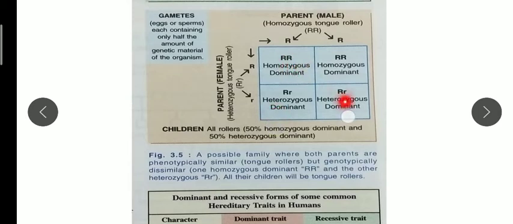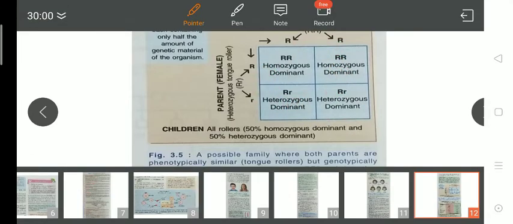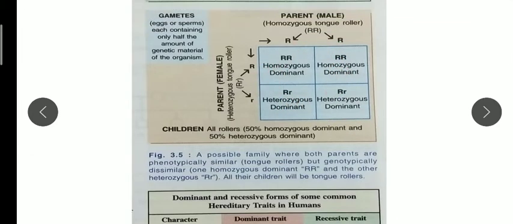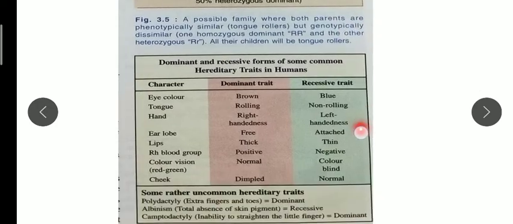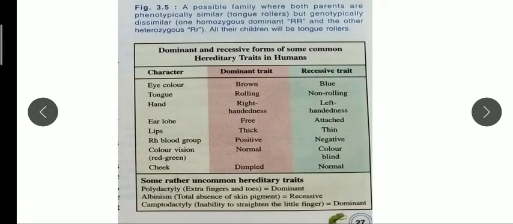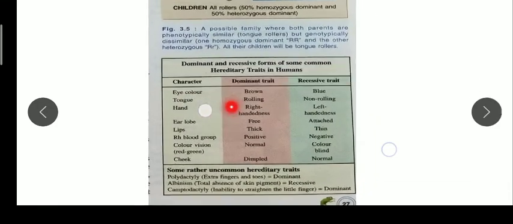This RR or Rr is the genotype, and the phenotype is whether it is dominant or recessive, or can roll. They can roll the tongue or not, tongue roller or non-roller. That is the phenotype. Here in this box you can see the characters and their traits given, and their recessive traits.